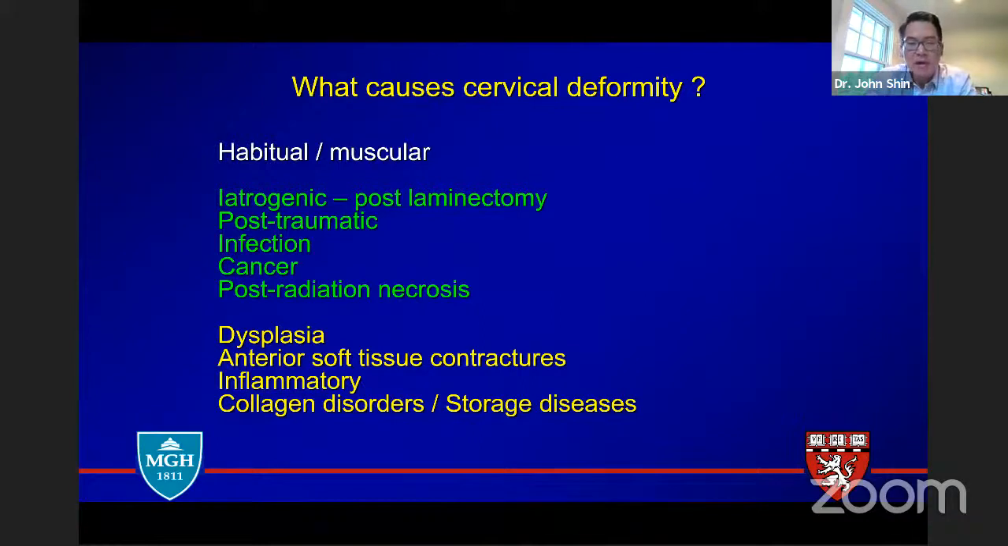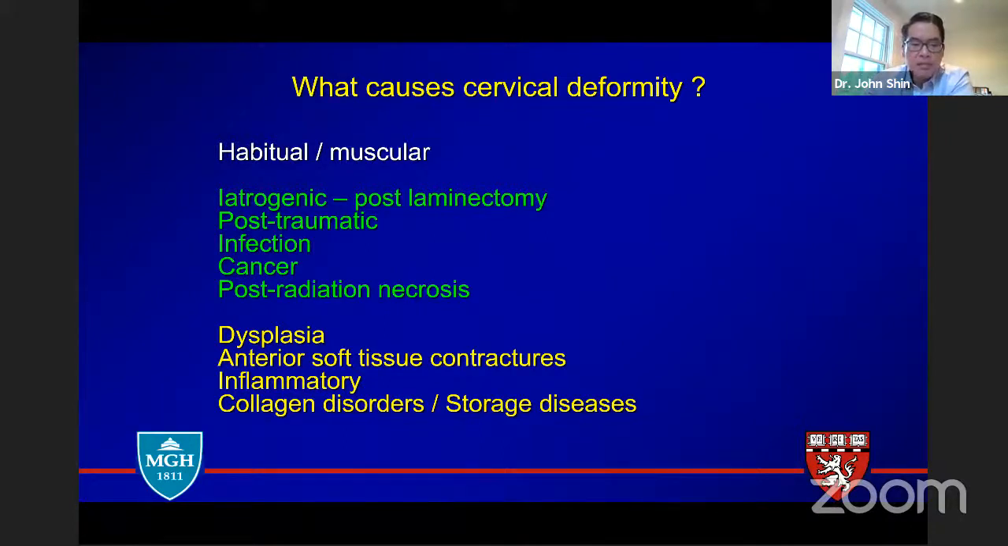And then there are also less common causes such as those related to infection, cancer, post-radiation necrosis. A lot of what I do is also in oncology, and those are some very challenging cases trying to correct cervical alignment in patients who have had head and neck dissections and radiation therapy. Those are rare, but also problematic.